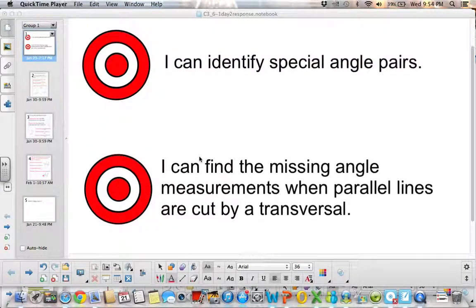So our learning targets are identifying special angle pairs and finding the missing angle measurements when parallel lines are cut by a transversal.